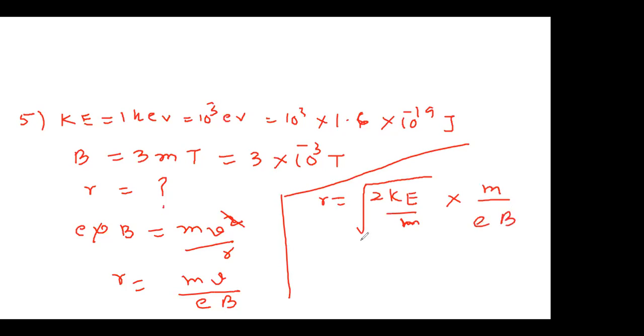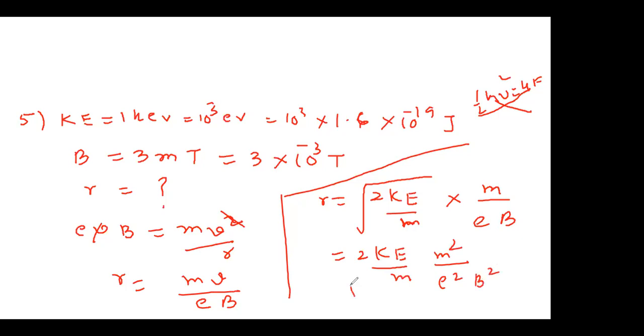Any doubt in this? How I substituted this? Because half mv square is kinetic energy. So root of twice kinetic energy upon m will become velocity v. Now twice kinetic energy upon m, I am taking m inside the root, so m square, e inside the root e square, b inside the root b square, to make the simplification easier. One m cancels, this much copy.